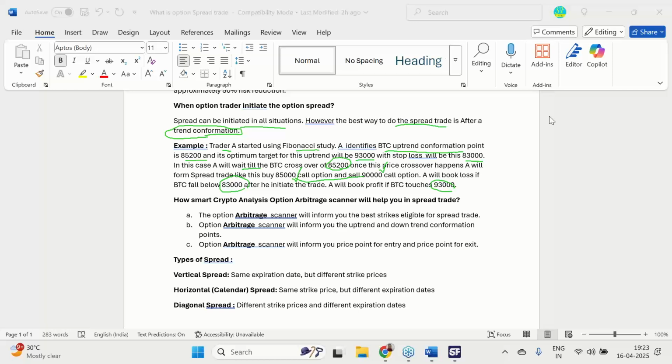After that only many things come: risk, reward, how many days of risk, how many days of reward. All these things come afterwards. What is a spread, and when to initiate a spread, in very basic terms. Why am I telling this? Because you should understand the concept.